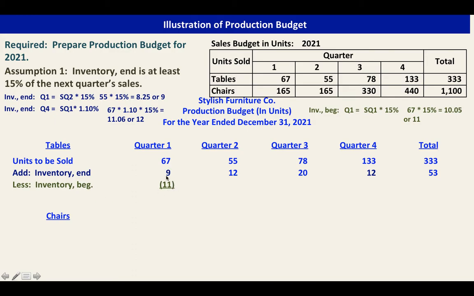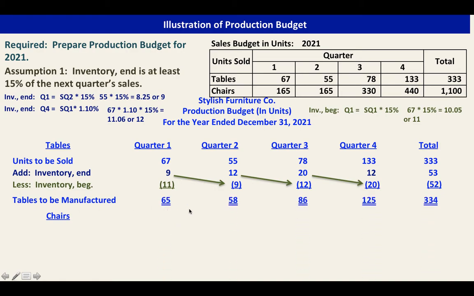Okay, so now this is the end of quarter one. So your beginning for quarter two will be that, which is 15% of 55 also, because this 9 is based on 15% of 55. So here you will have to consider the ending of the previous quarter as the beginning of the next quarter. Now you have here the total. Okay, so tables to be manufactured are these amounts.